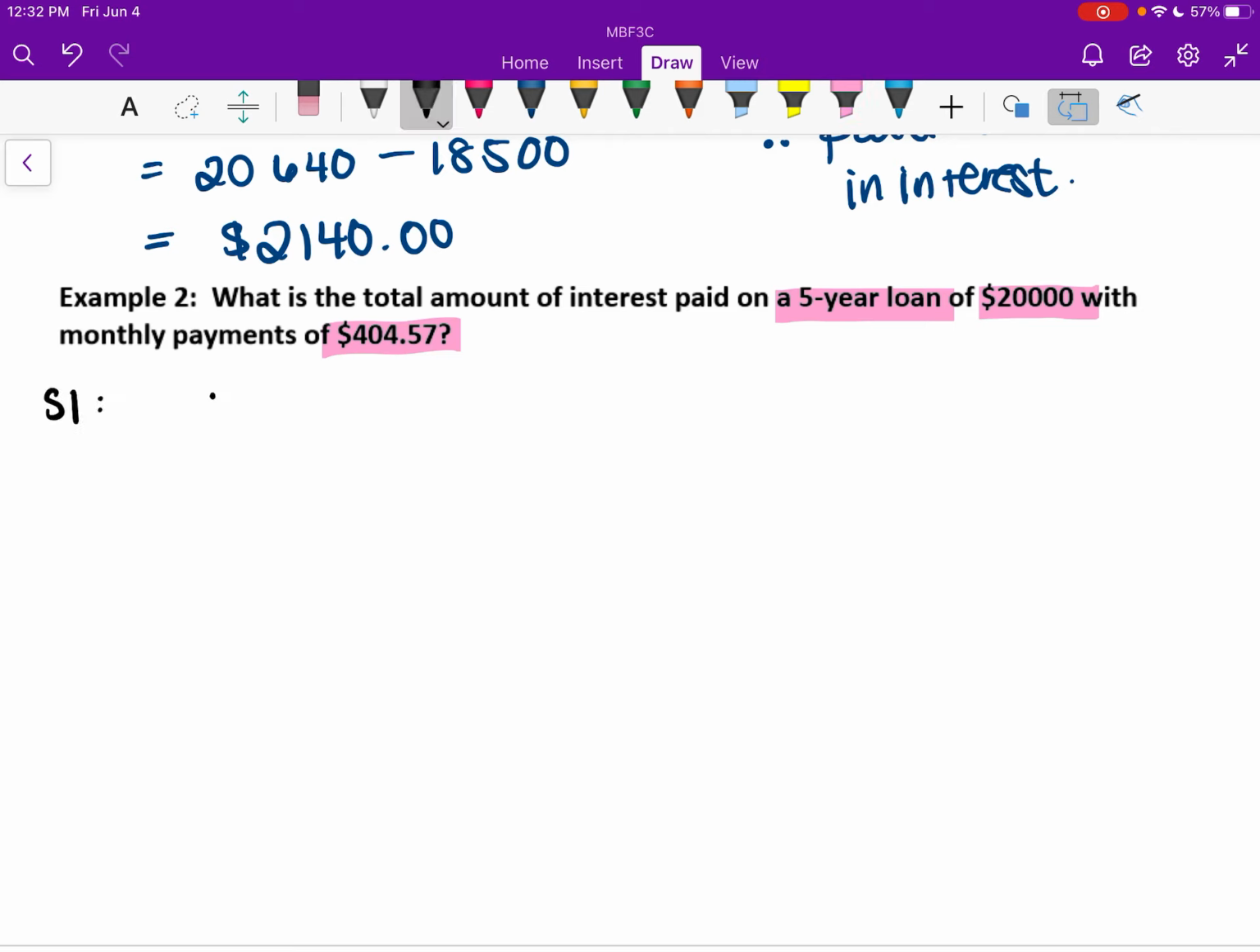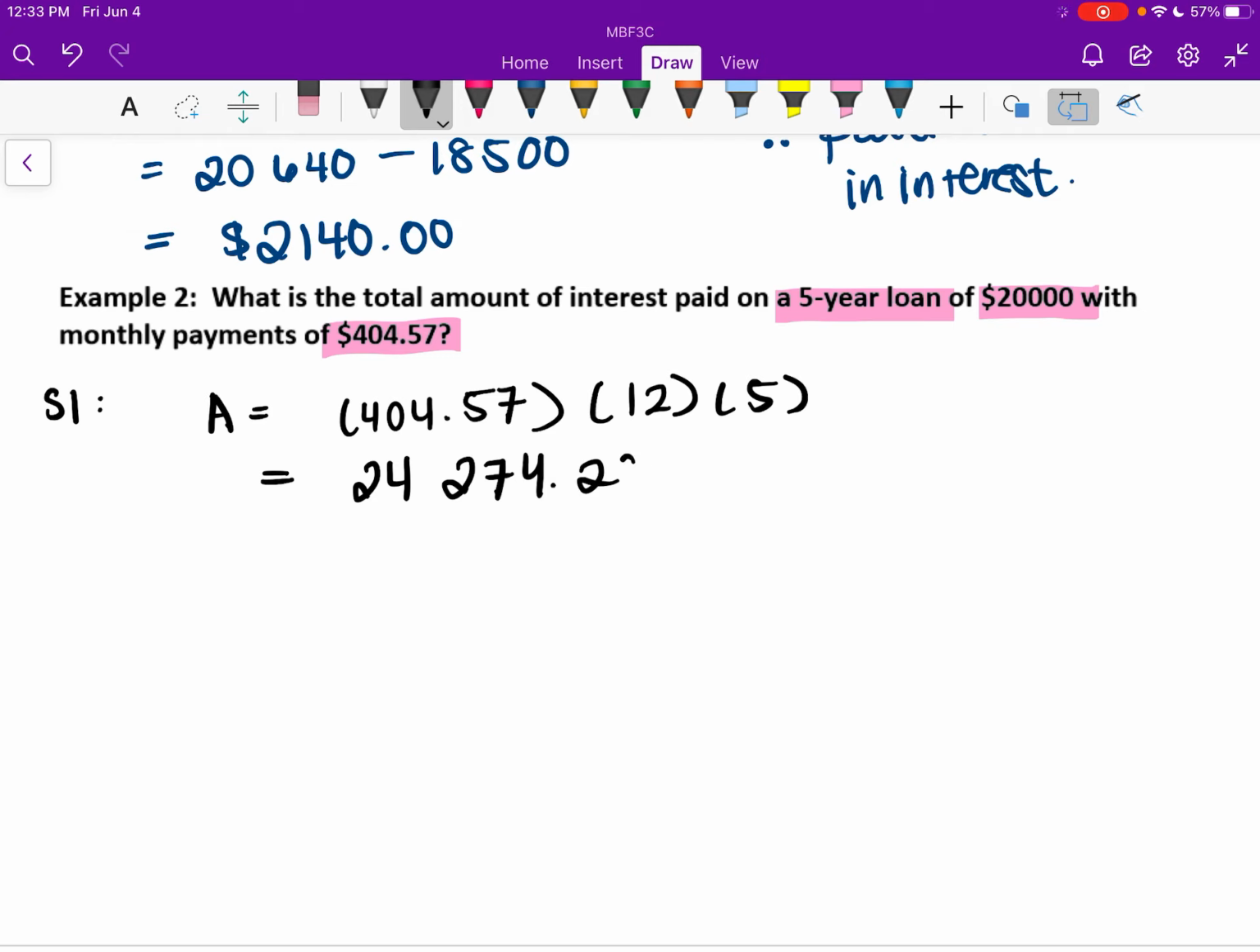So we're going to do step 1. We're going to find the amount of our loan. So the amount of our loan is going to be $404.57, that's our monthly payment, times the 12 months that we're going to pay for times the 5 years. That's going to give us a grand total of $24,274.20. So that's how much I end up paying them at the end. This is asking me what's the total amount of interest that's paid.